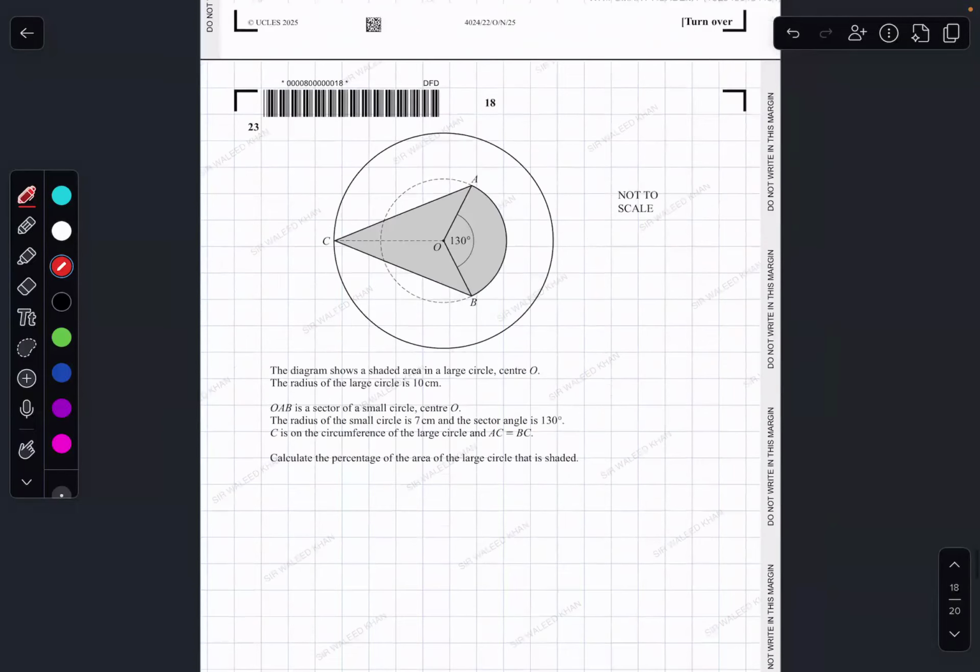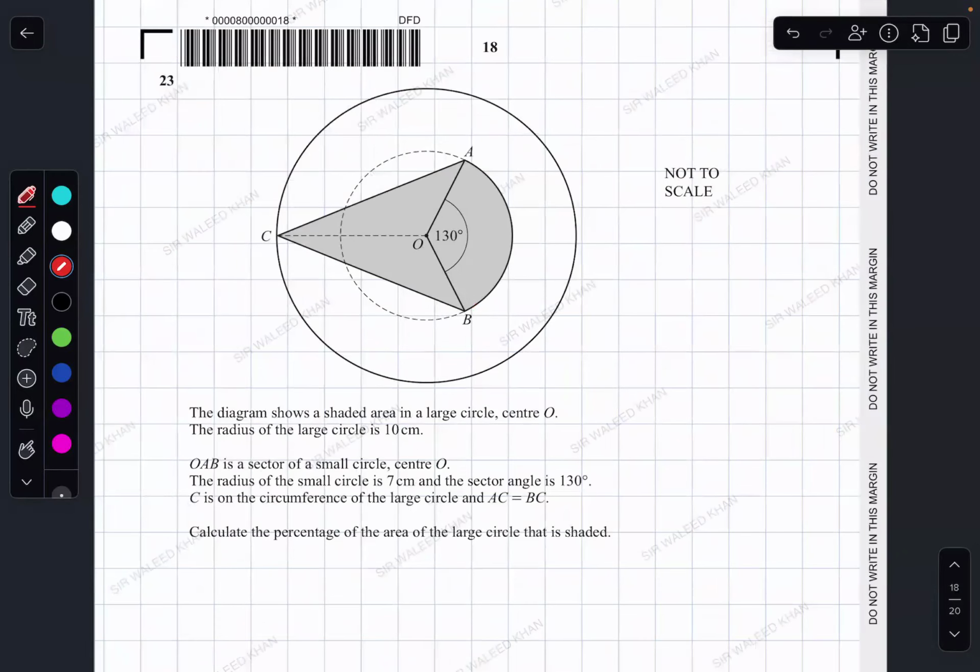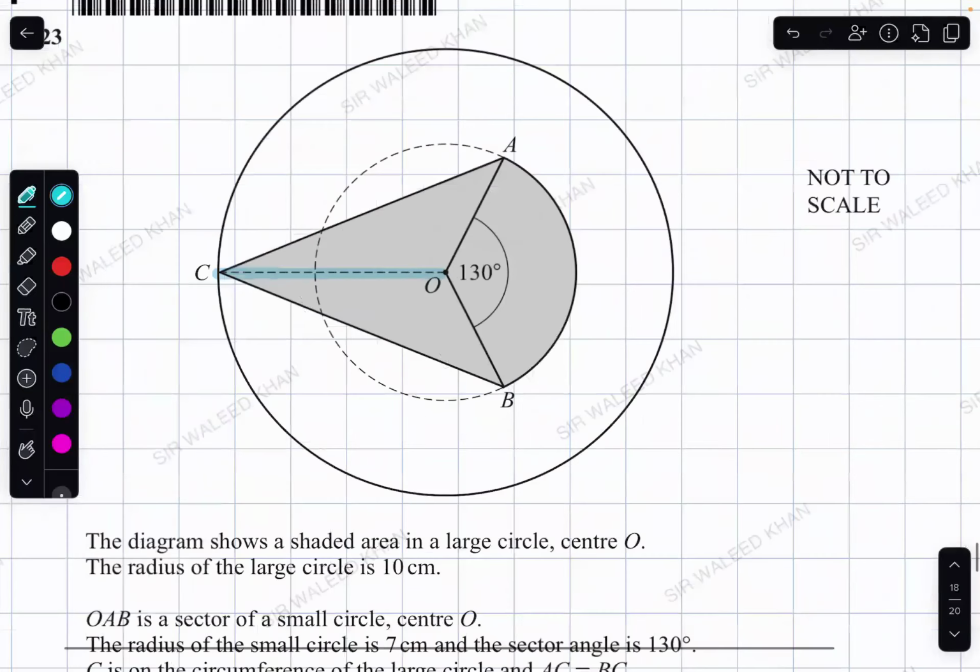Okay, next one. Question number 23. The diagram shows the shaded area in a large circle, center O. The radius of the large circle is 10 centimeters. So the radius is any line from the center to the circumference. So this large circle has a radius of 10 centimeters. I can mention it over here as well. 10 centimeters.